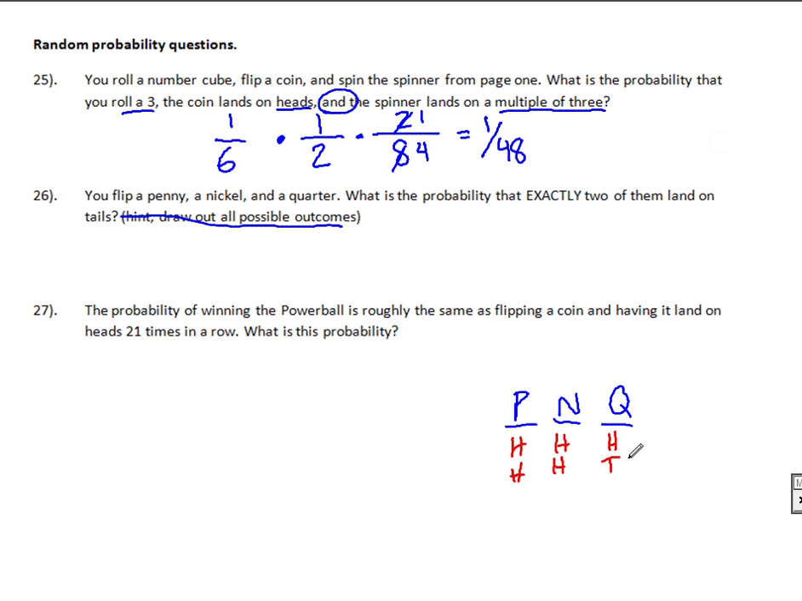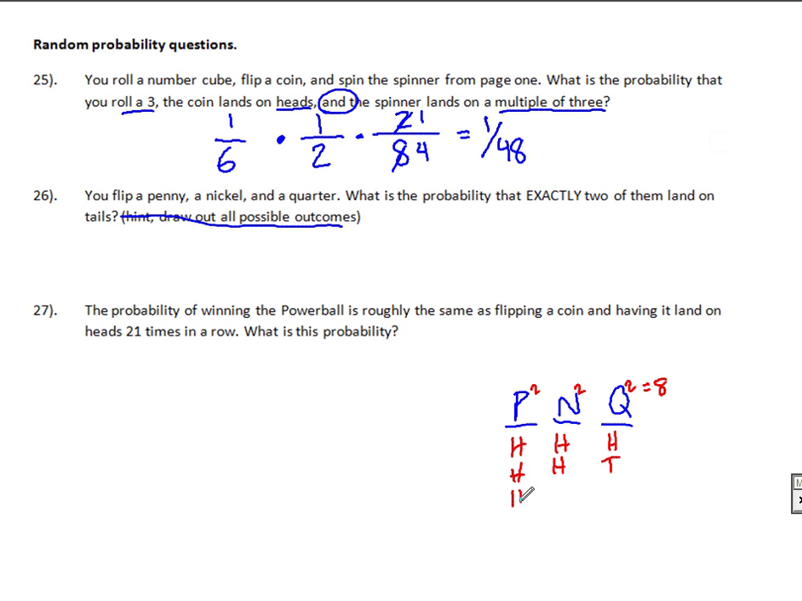Before I go any further, I should say, how many total options should I have? Well, my penny has 2 choices, my nickel has 2 choices, my quarter has 2 choices. I have to flip all of them. Penny and nickel and quarter. So I should have 8 total options when I'm done here. So let's make sure I get to that.